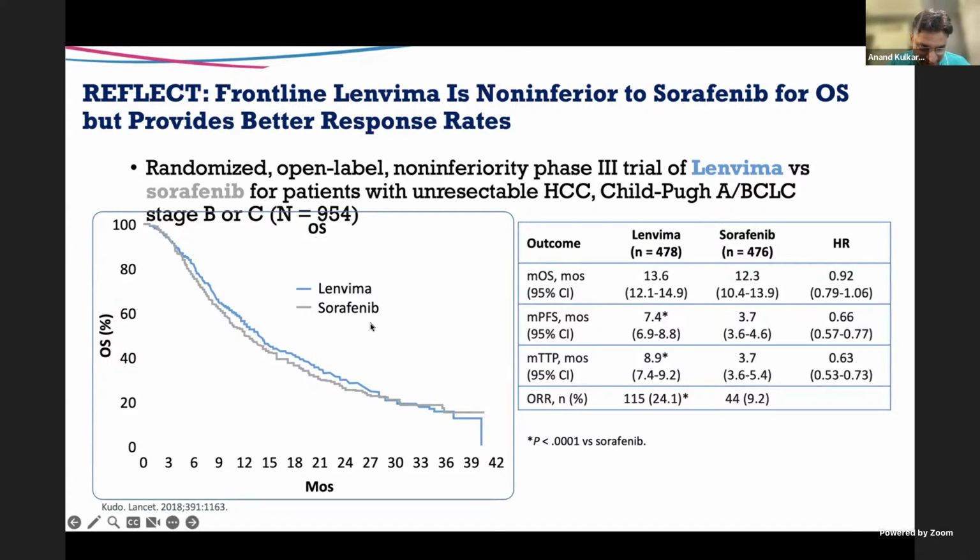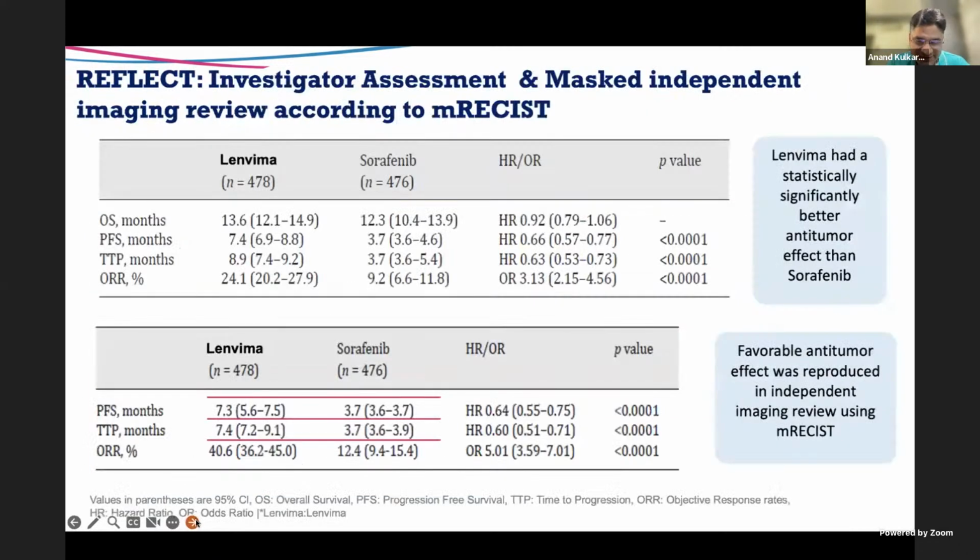Later on, they made some variations to this study, and they also demonstrated significant improvement in overall survival as well, as I discussed later. This was an investigator-initiated study with independent imaging review of the patients who received the treatment, on mRECIST criteria. Similar to the original study, progression-free survival, overall survival and time to progression were better with lenvatinib, and the hazard ratio was 0.6 compared to sorafenib. The p-value was quite significant in these patients who received lenvatinib.